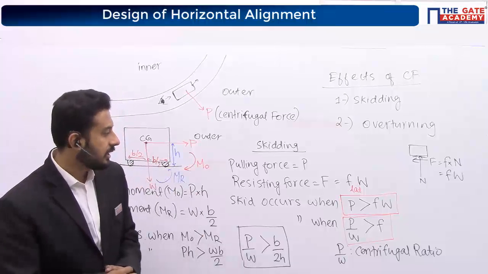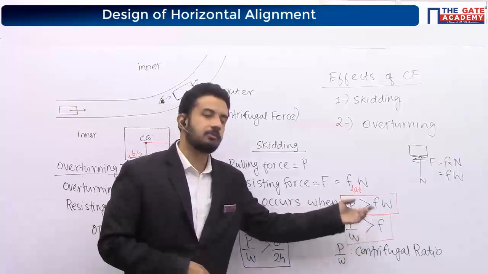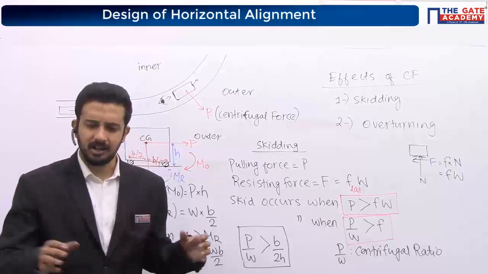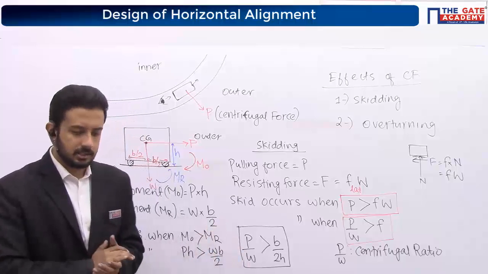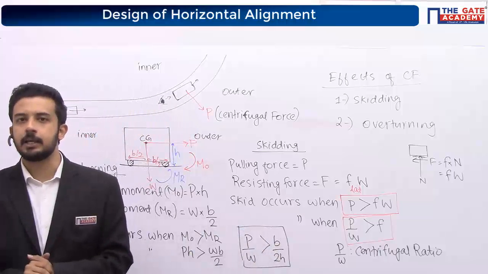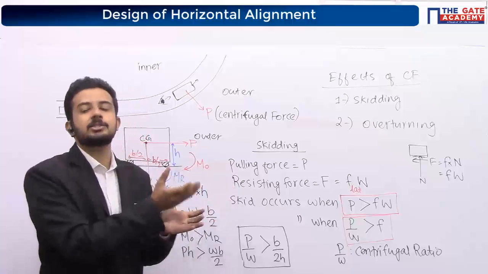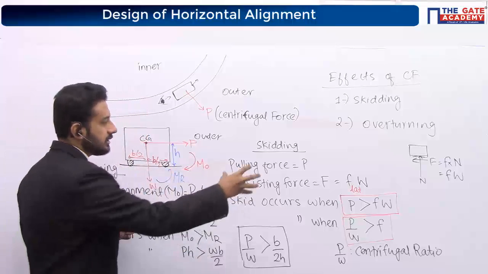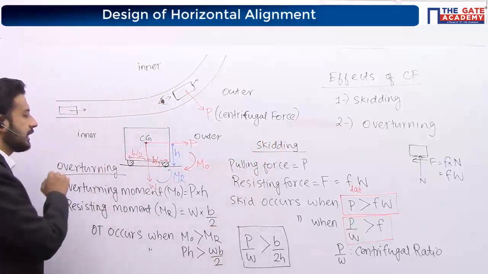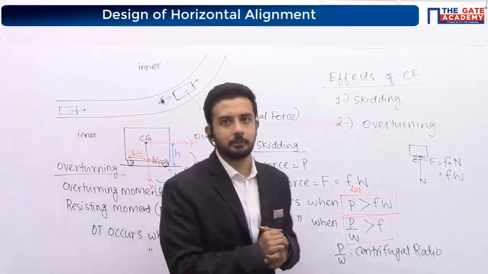So practically it's not possible to resist the skid, because we have a maximum value for the design F value. We can't increase the friction, the road should be smooth also. This is also not possible practically. Then what will we do? We have to give some arrangements on the road to resist the skidding and the overturning. That is nothing but the super elevation.